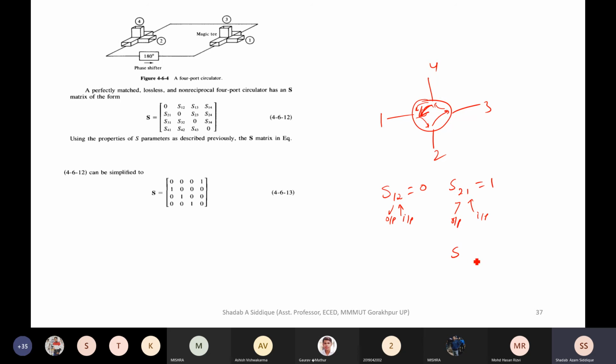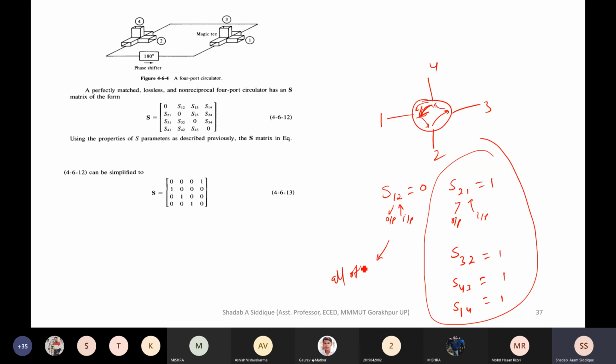When we apply input from port 2, it will reach port 3. When we apply input from port 3, it will reach port 4. When we apply input from port 4, it will reach port 1. So that should be equal to 1. All others should be equal to 0. So these terms only will be 1. All others except these are 0.